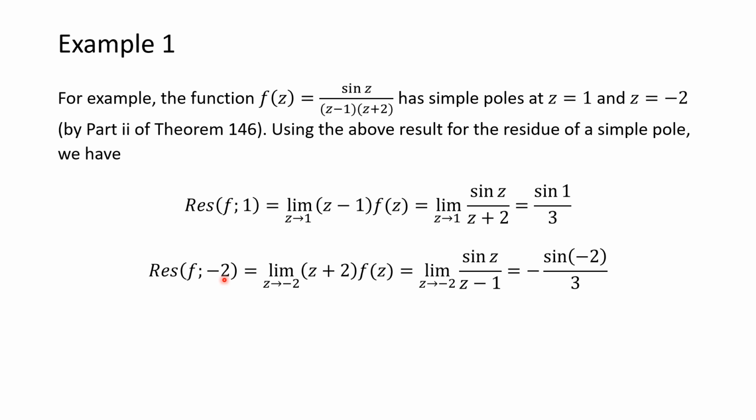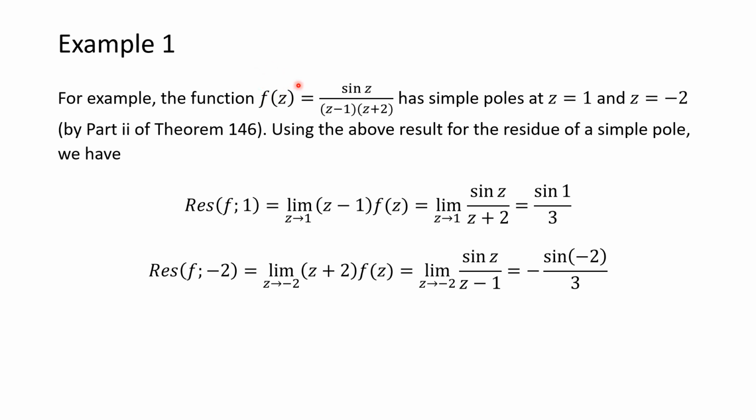the singularity or the pole at minus 2. Take this limit as z approaches minus 2 of z plus 2 times f of z, which equals the limit as z approaches minus 2 of sine z over z minus 1, which equals minus sine of minus 2 over 3.